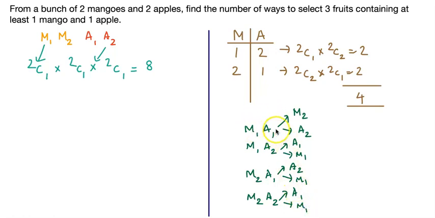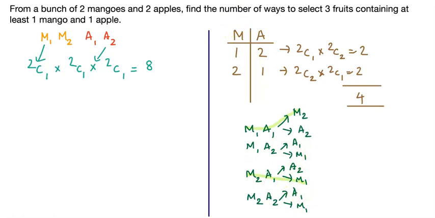So now I have 8 combinations, right? 1, 2, 3, 4, 5, 6, 7, 8. Now, are all 8 of these unique? Let's try to highlight the same combinations. M1, A1, M2, that is one combination, right? Is this unique? Is there an M1, A1, M2 anywhere else? M1, M2, A1. Yes, there's an M2, A1, M1 here. So these two are actually the same, but we double counted that, correct?